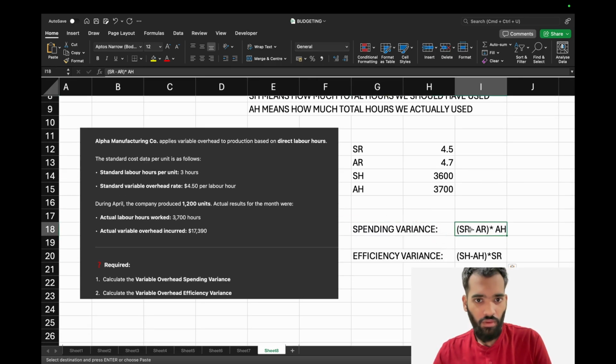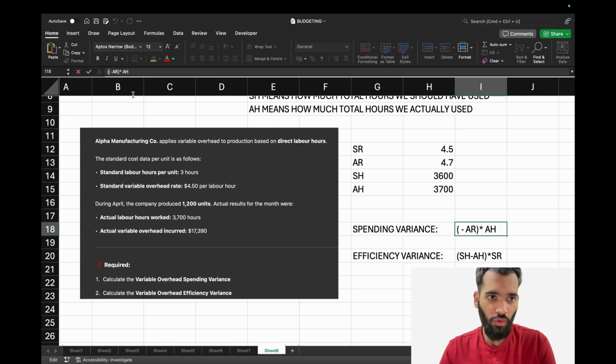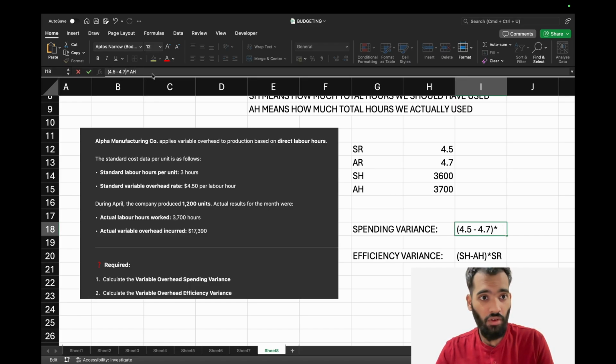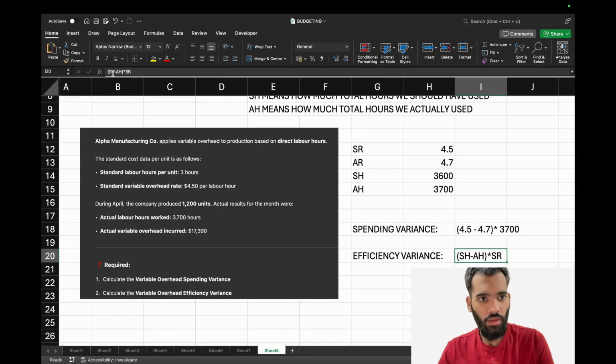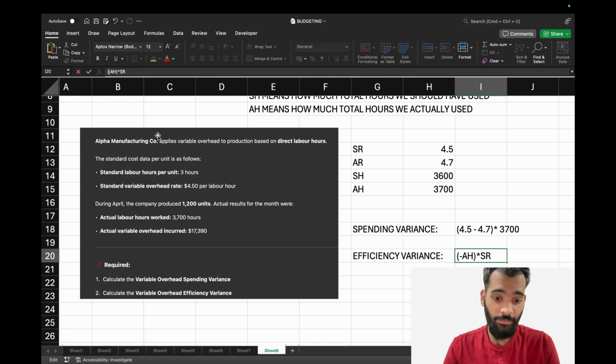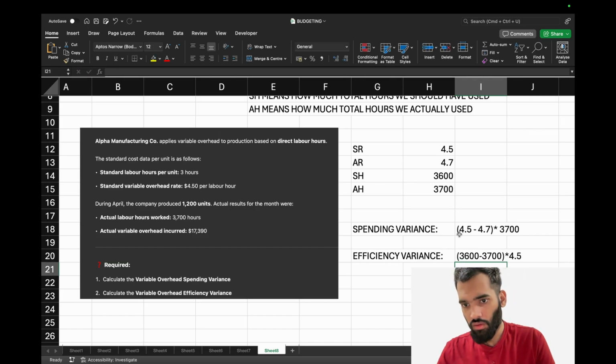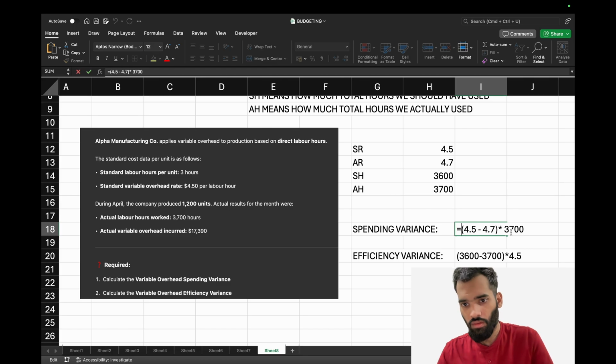There we go. So first we write standard rate. Standard rate is of course 4.5. Actual rate 4.7. AH, which is 3,700. We'll solve that. And then this one, SH, which is 3,600, minus AH, which is 3,700, times SR, which is 4.5. There we go. If I solve this, we will get 740. And if I solve this, we will get 450.